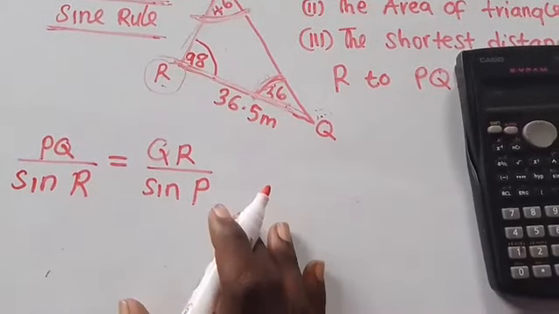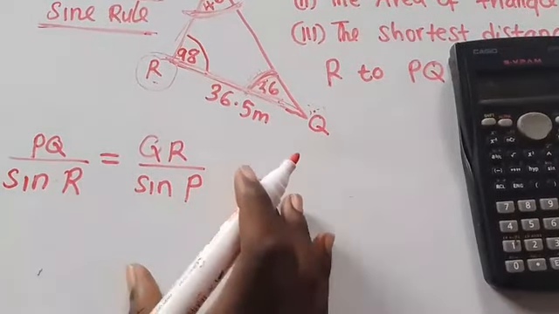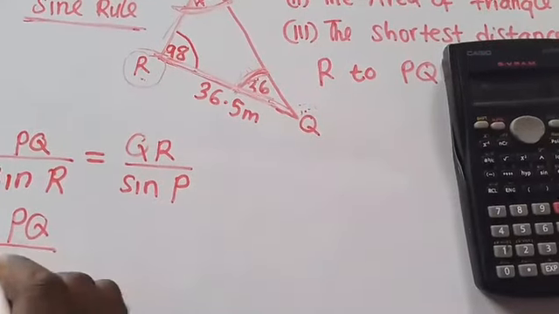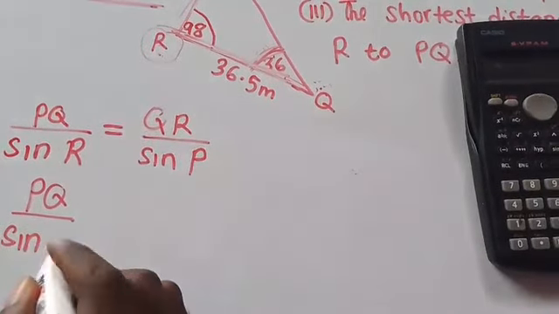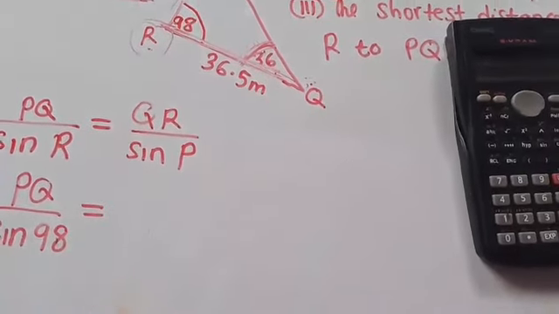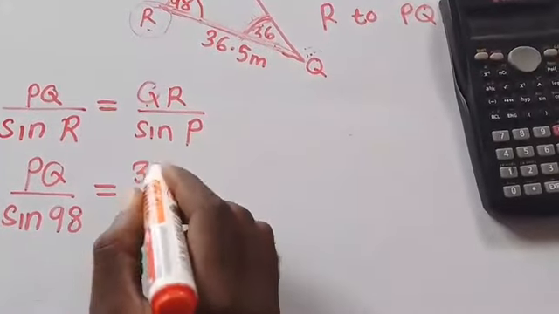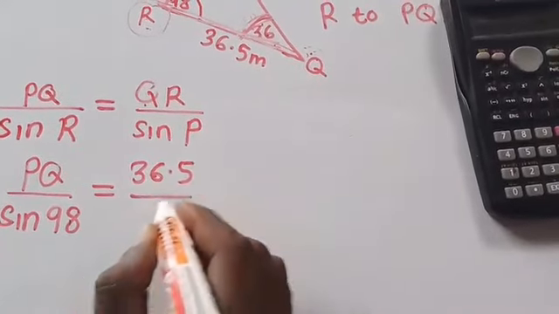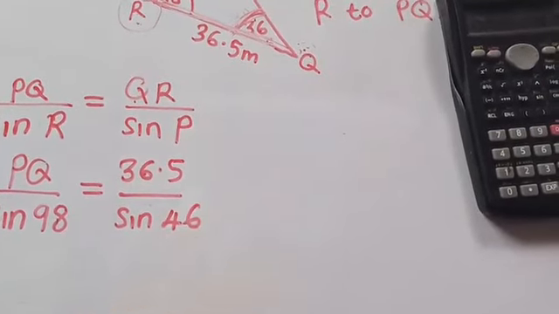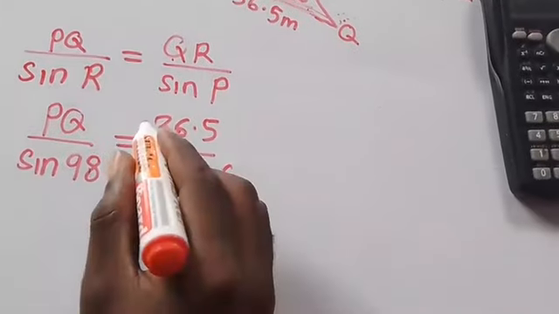After I've done this, the next thing I need to do is substitute. I'm trying to find PQ over sine R. R is 98, which is equal to QR, which is 36.5 over sine P. My P is 46, like this.